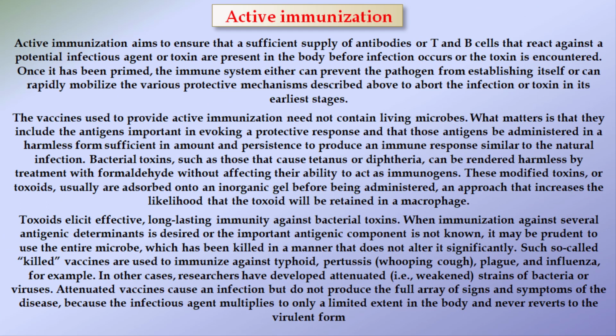Active immunization. Active immunization aims to ensure that a sufficient supply of antibodies or T and B cells that react against a potential infectious agent or toxin are present in the body before infection occurs or the toxin is encountered. Once it has been primed, the immune system either can prevent the pathogen from establishing itself or can rapidly mobilize the various protective mechanisms described above to abort the infection or toxin in its earliest stages.